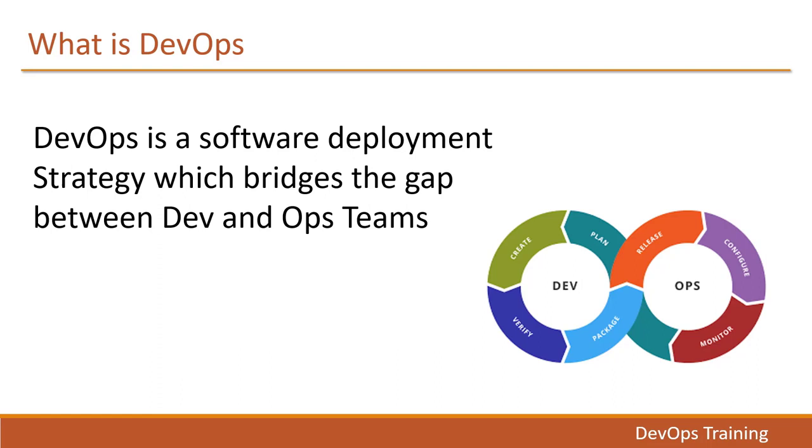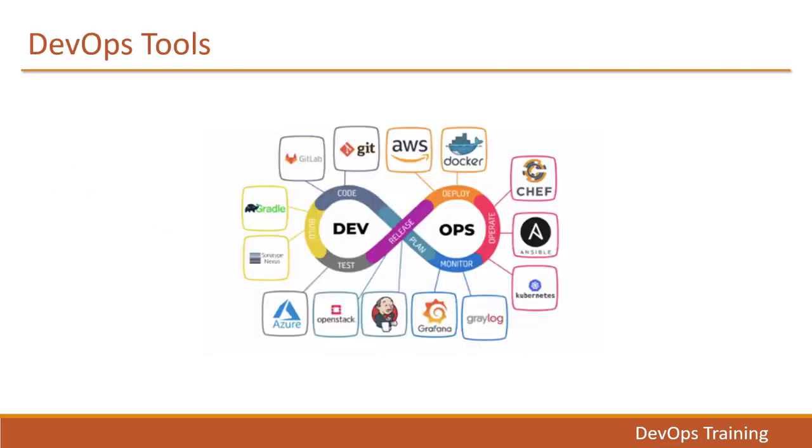DevOps is not a framework. DevOps is not a tool. It is just a methodology that bridges the gap between software development and operation teams. And DevOps is a culture that emphasizes communication, collaboration, and teamwork between development and operation teams.